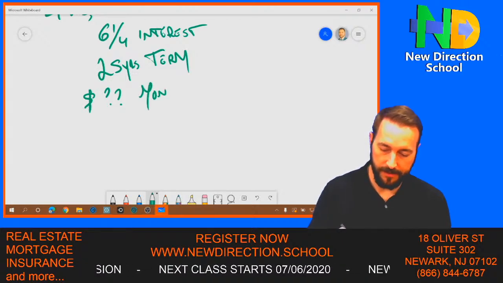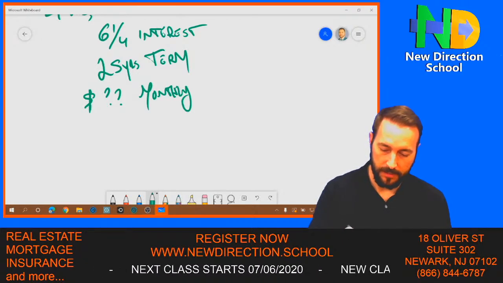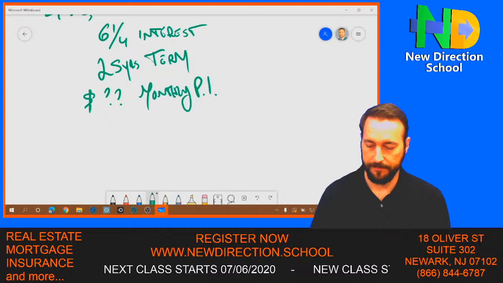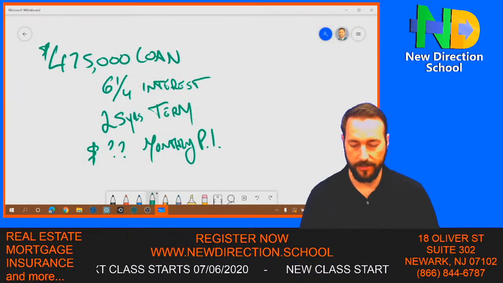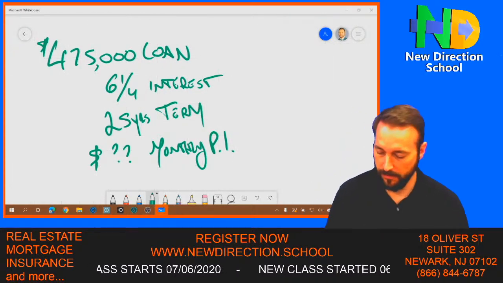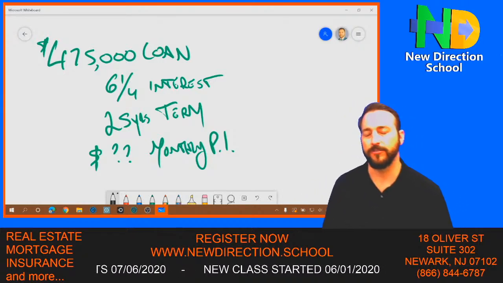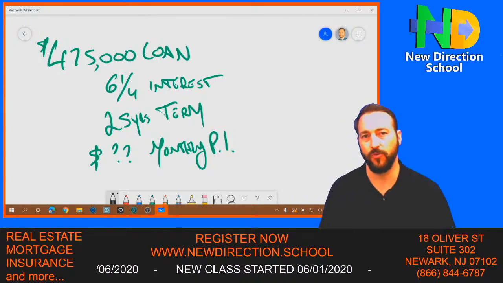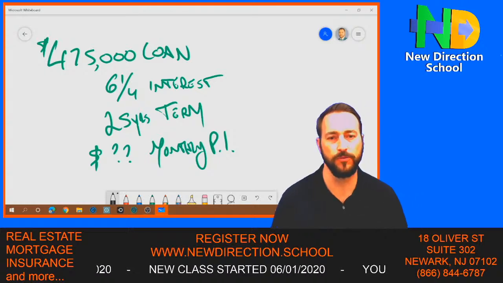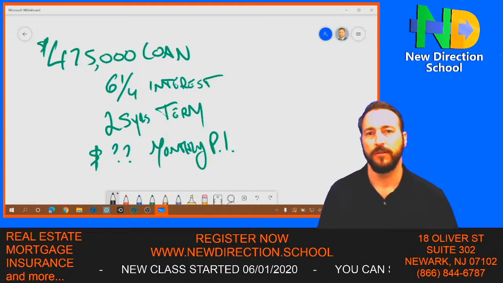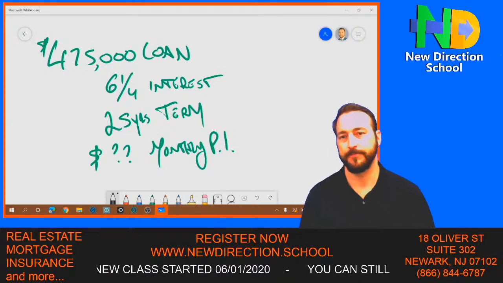What is the monthly principal and interest? All right, so this is my question. Very simple. Go back to that chart real quick and figure out what is the monthly principal interest for a $475,000 loan at 6.25% for 25 years.